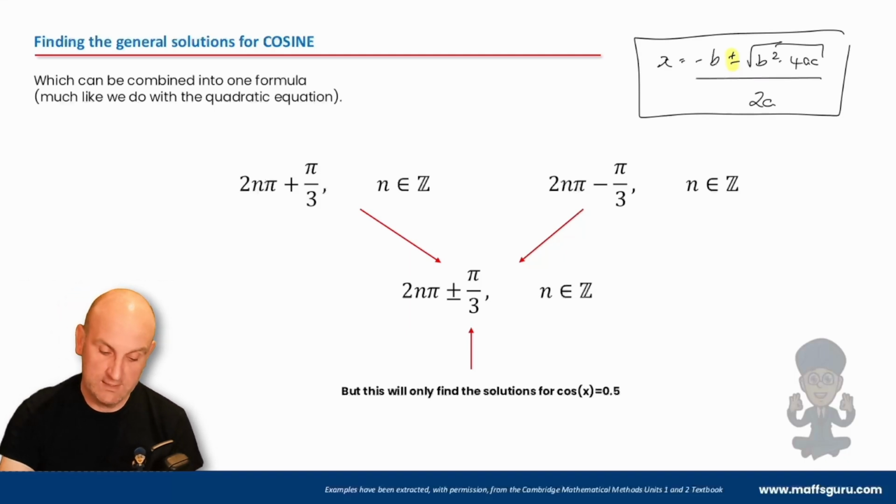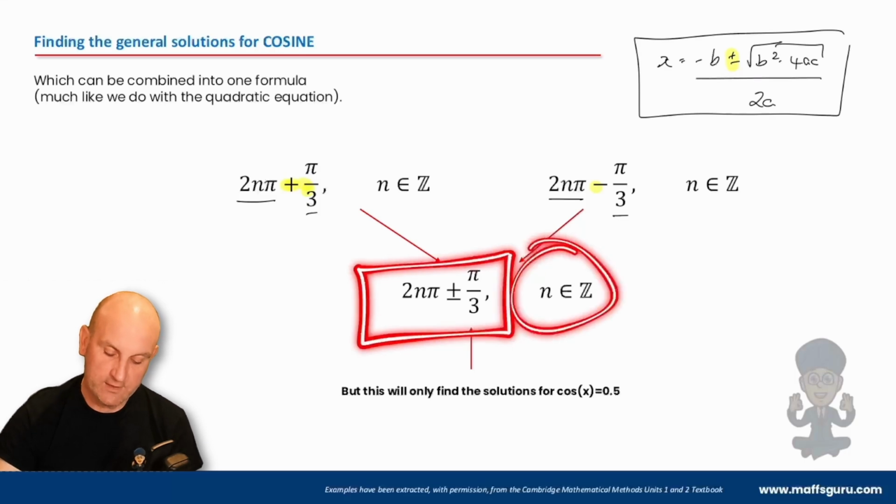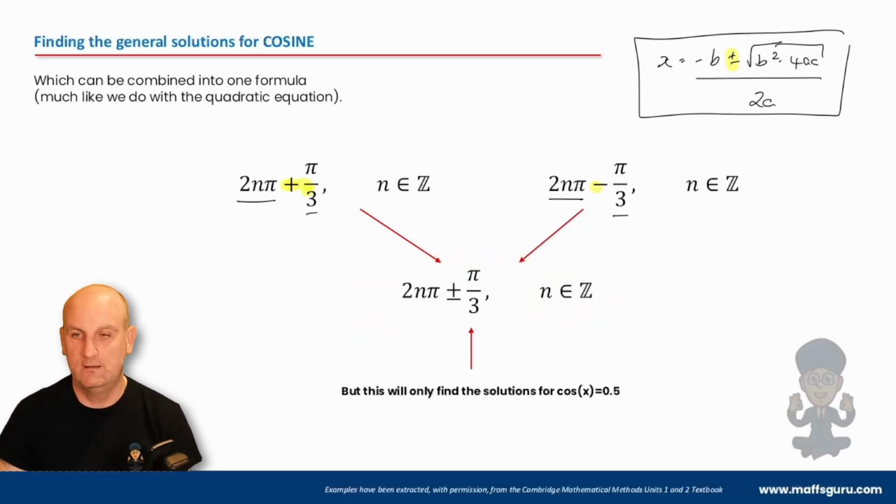And so, what do we notice here? I've got a positive and I've got a negative. And so lo and behold, because my 2n pi is the same, because my pi on 3 is the same, and the only difference is that plus and minus, I can combine them to give me this. And again, don't forget the comma and the n in Z, all right?